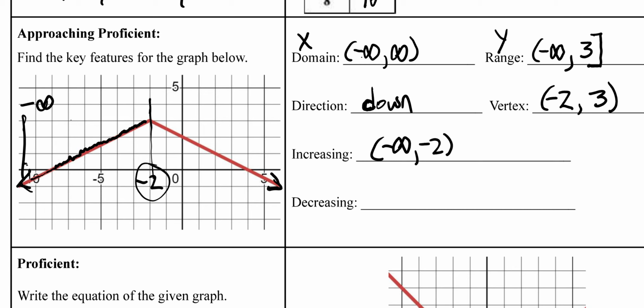Remember, these are x values. This goes all the way to the left, and it's increasing until you get to -2, which means it's decreasing from -2 over here all the way to positive infinity. And so decreasing from -2 on the left to positive infinity on the right. And there you have it.